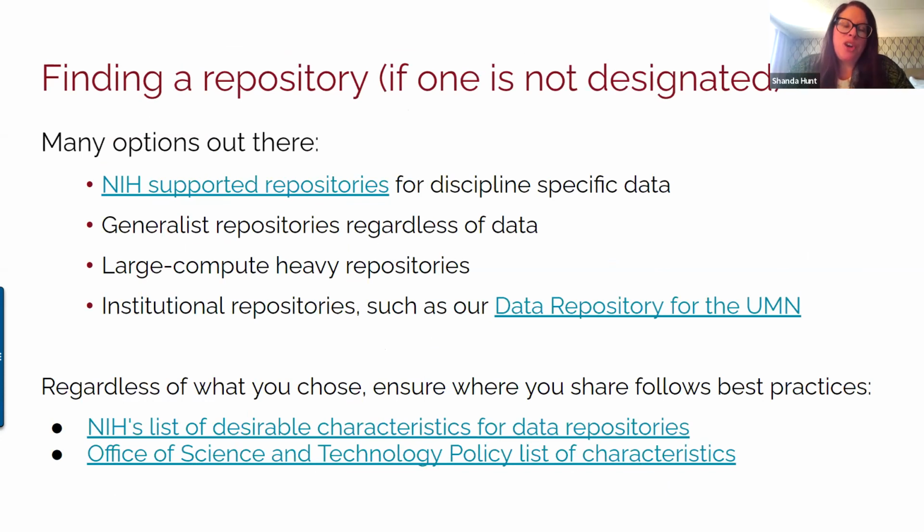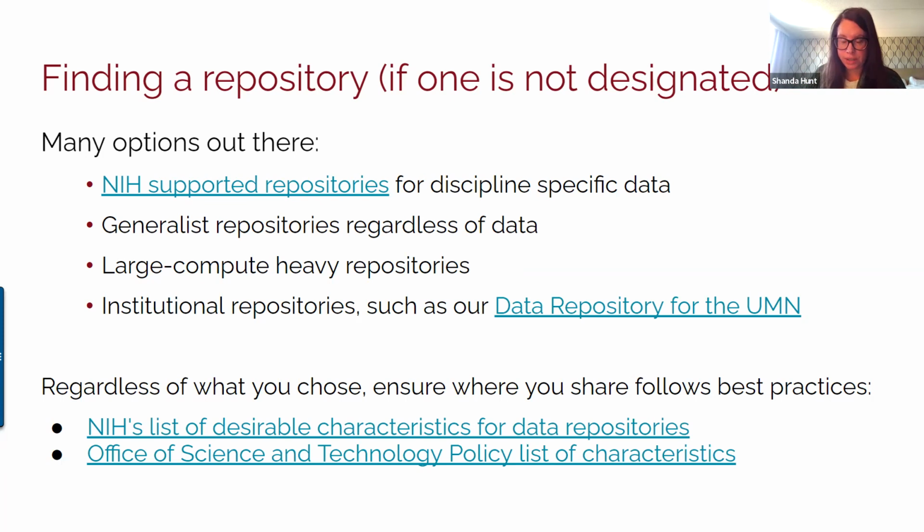Now, the next big question that we tend to receive is, how do I know where to put my data? You might have a grant that specifies where you have to deposit your data. Like I said, NDA is required for National Institutes of Mental Health, for example. But if there's not a repository designated for you, you have to decide which one is best for your data. So there's lots of options out there. NIH has a number of supported repositories, like over 50, and they're all discipline specific. And so depending on the type of research you're doing and the type of data you collect, you may be able to put your data into one of those NIH repositories.